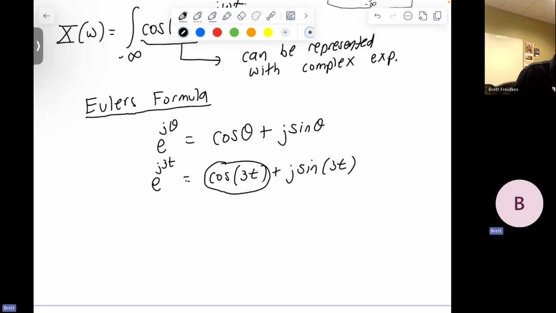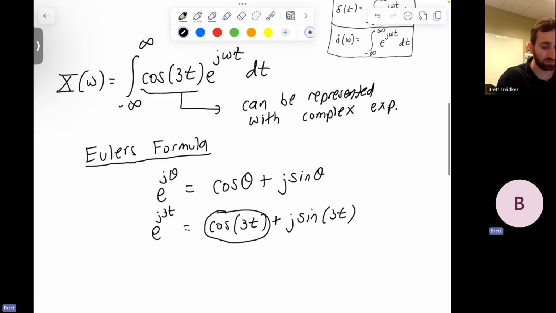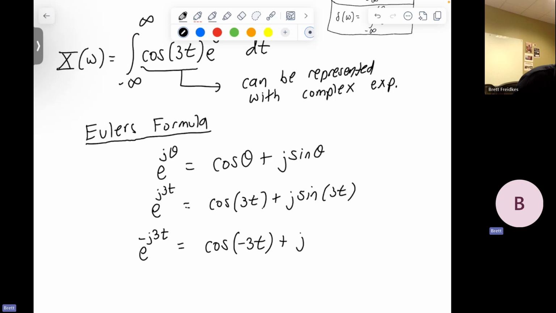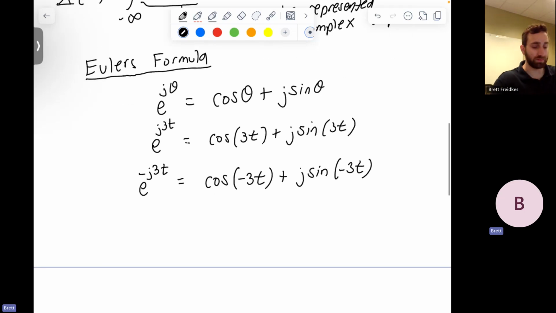And I would like to have an expression for this in terms of just complex exponentials. And the nifty way of doing that is to look at what happens when we have a negative exponent. If I do e to the minus j3t, I get cosine of negative 3t plus j sine of negative 3t.